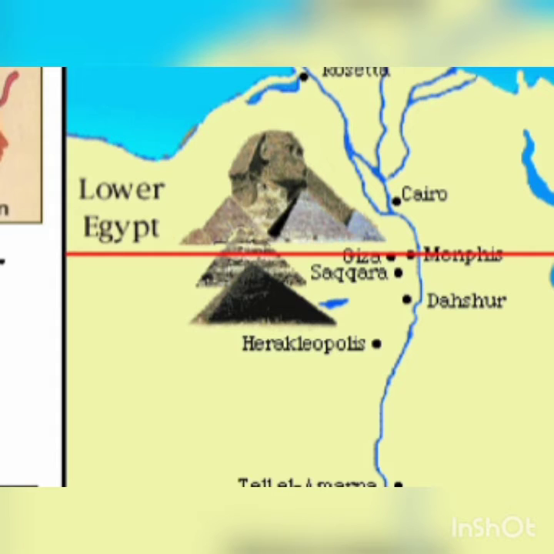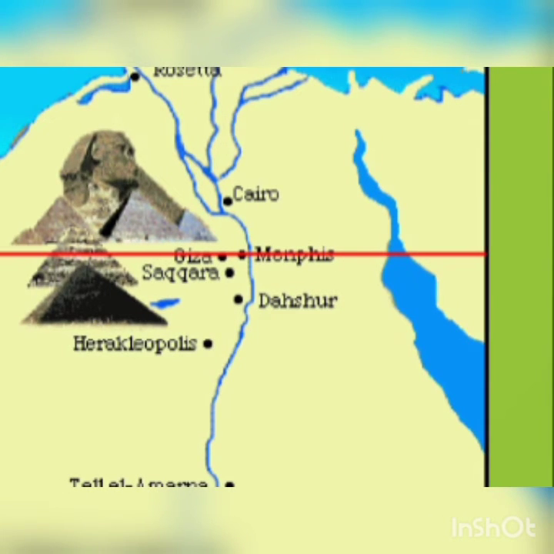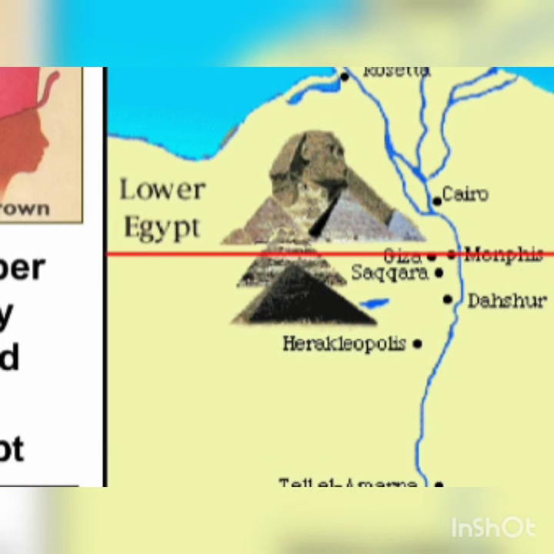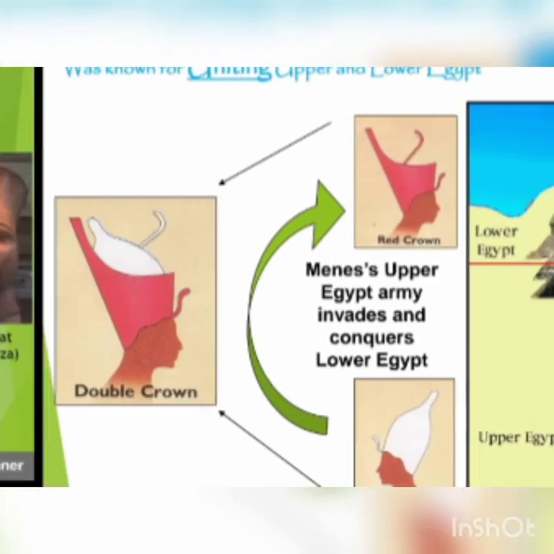Then it is in Upper Egypt. Then Abydos, Luxor, Thebes, then Hierakonpolis. Okay. So Egypt lies near the Mediterranean Sea as well as the Red Sea. Okay.